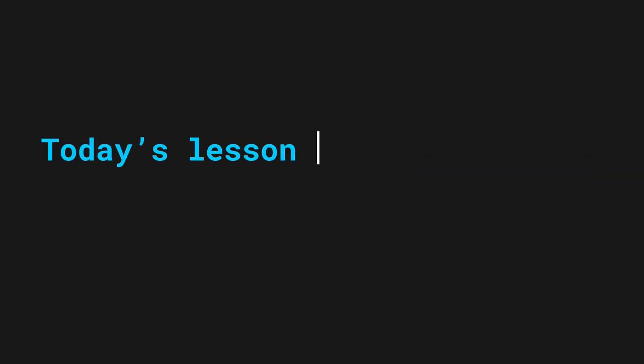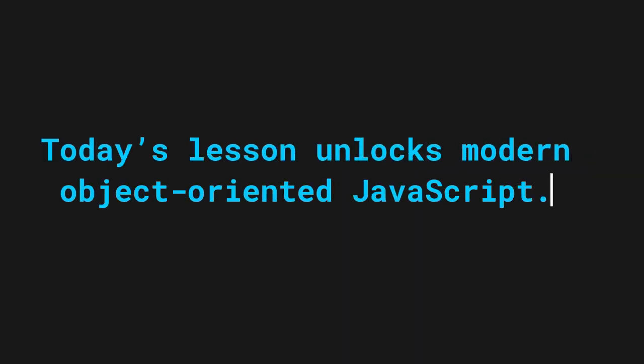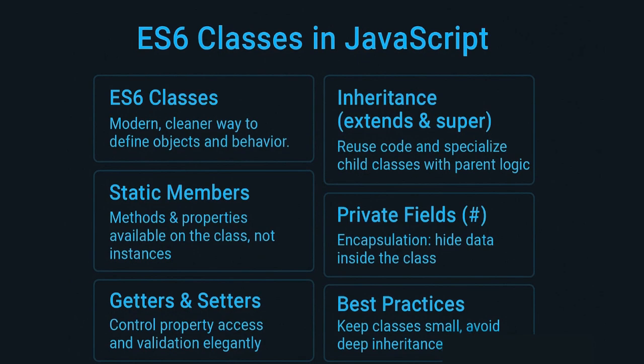Welcome back, ninjas. Today's lesson unlocks modern object-oriented JavaScript: ES6 classes, inheritance with extends and super, static members, private fields, getters/setters, and best practices. Let's go.